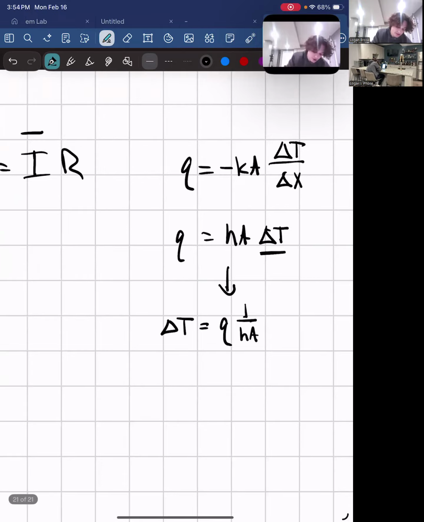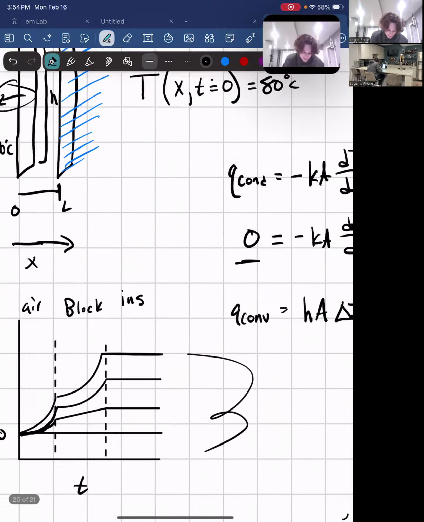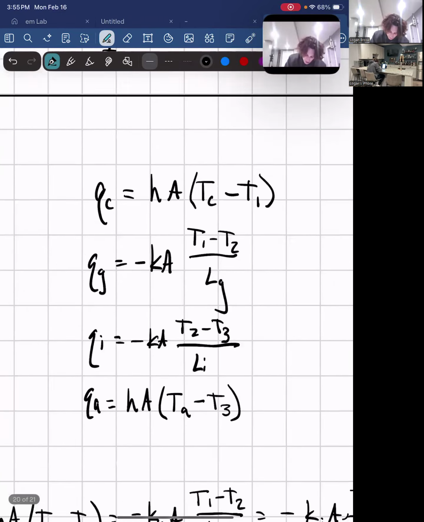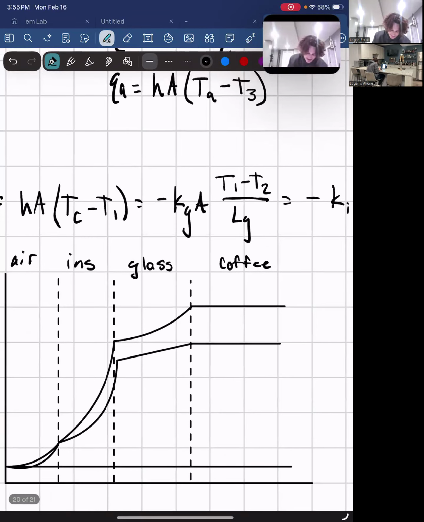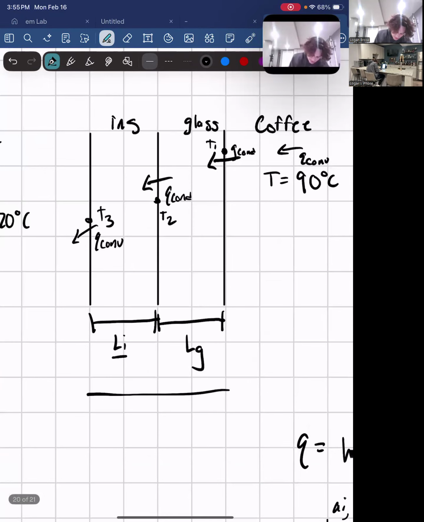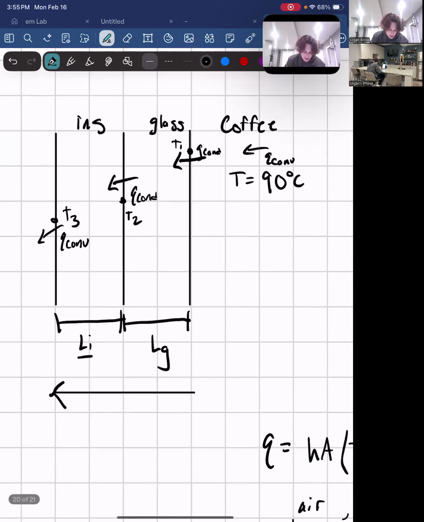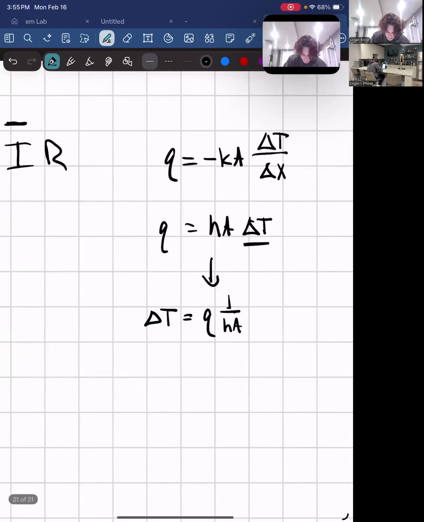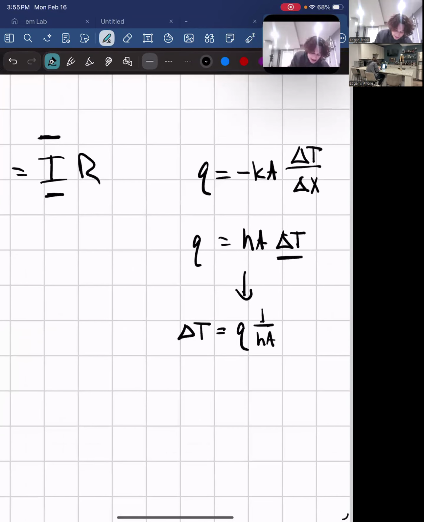And so what is current here? We know that current is the thing that is moving. And if we look back at our graph, what is moving is our heat. So Q, as we move along, is moving. Our area isn't changing, our height isn't changing. It is just the Q. So our I has to correlate to our Q. And so that leaves our resistance as 1 over HA. So this is for convection.